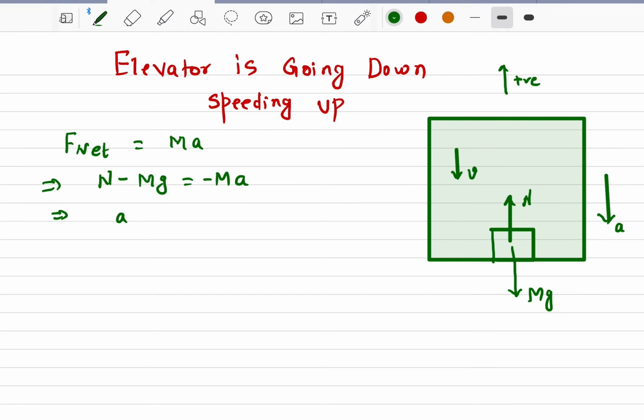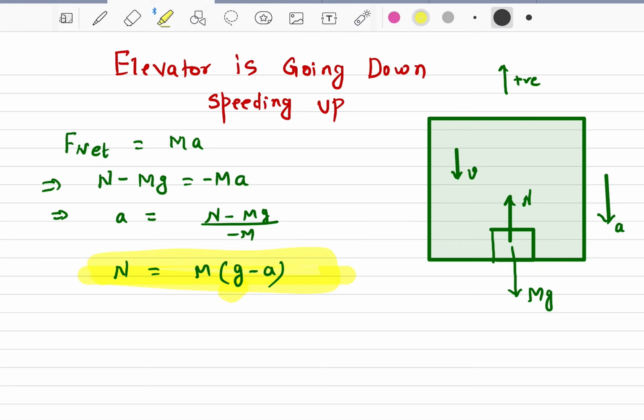So I can solve for a or I can solve for N. If I solve for a, I will get N minus mg divided by negative m. I can also solve for N, and in this case N would be m times g minus a. And I have this normal force here. Now this normal force is m times g minus a. That means in this case, when the elevator is going down and is speeding up, your weight or the reading by this scale would go down. That means you'll feel less weight. Your weight will go down.